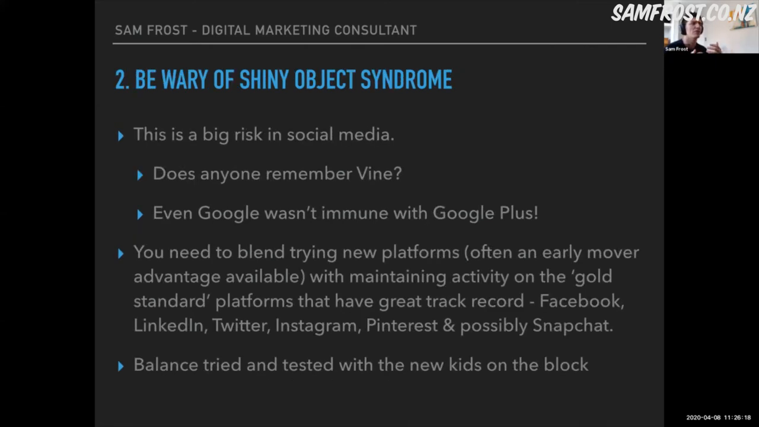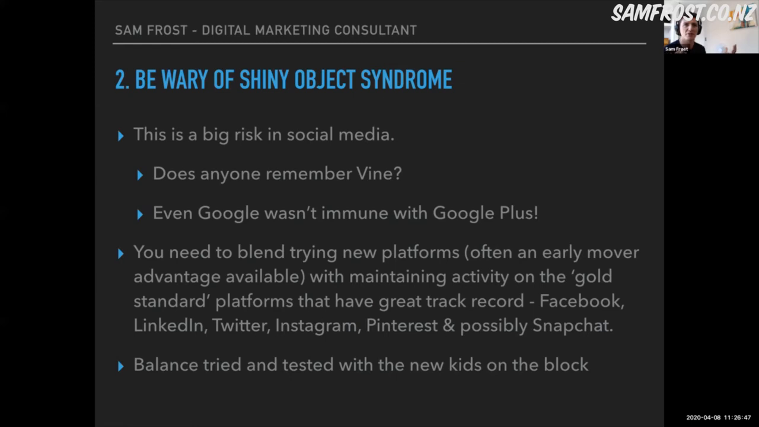So moving along, the next piece, following on from this, is to be wary of shiny object syndrome. This is a really big risk in social media. I've seen businesses go awry here, because periodically new kids will appear on the block. If anyone remembers Vine, that exploded in popularity, and for a while I remember people saying, oh, this is the place to be, and then that crashed into failure.